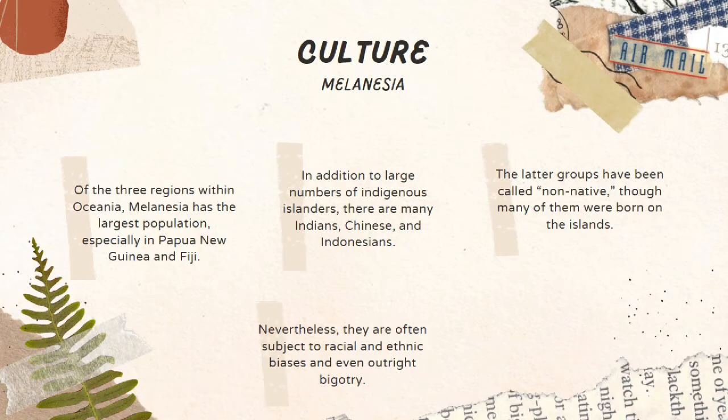Melanesia. Of the three regions within Oceania, Melanesia has the largest population, especially in Papua New Guinea and Fiji. In addition to a large number of indigenous islanders, there are many Indians, Chinese, and Indonesians. The latter groups have been called non-native, though many of them were born on the islands. Nevertheless, they are often subject to racial and ethnic biases and even outright bigotry.